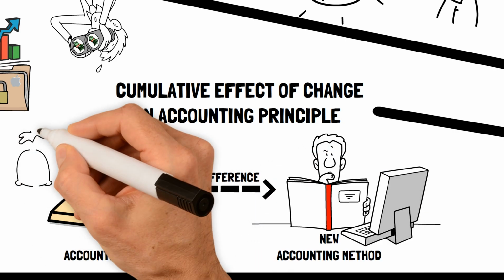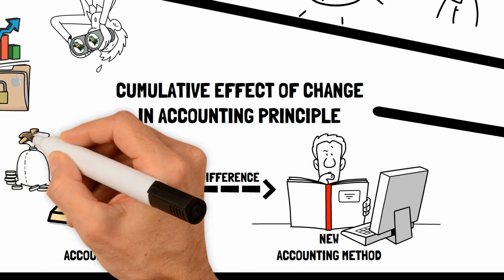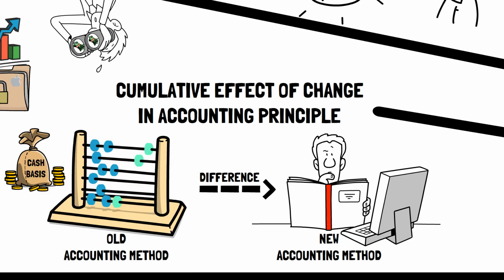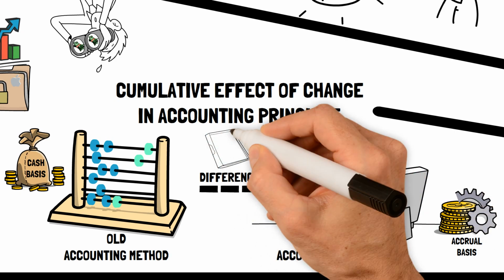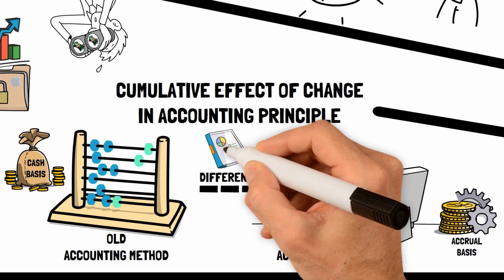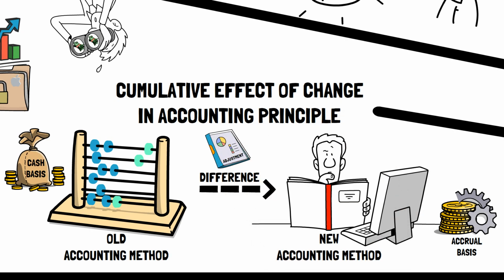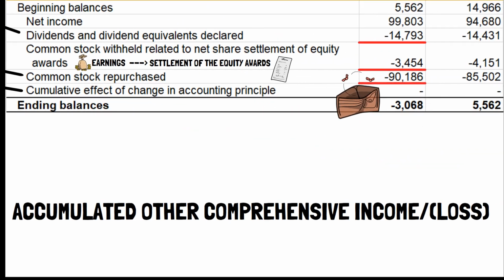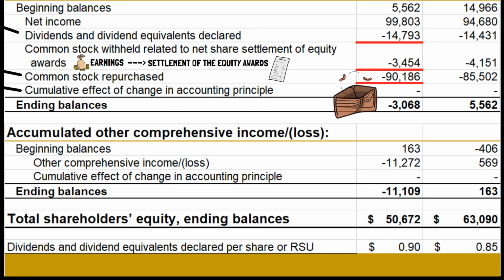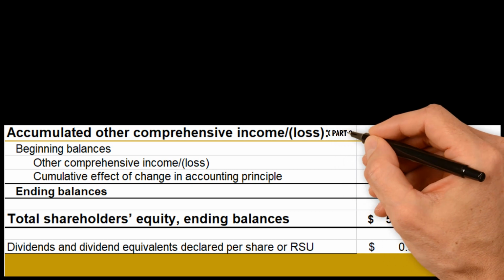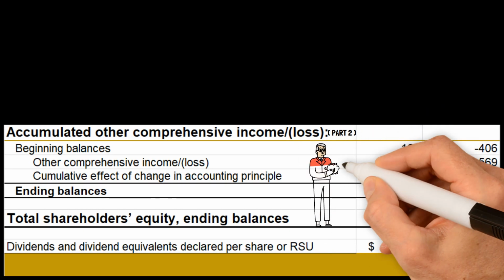For example, if a company changes its method of recognizing revenue from the cash basis to the accrual basis, the cumulative effect of this change will be the difference between the revenue that was recognized under the old method and the revenue that would have been recognized under the new method in prior periods. This difference would then be reported as an adjustment to the beginning balance of retained earnings in the current period. The final part to look into is accumulated other comprehensive income or loss.